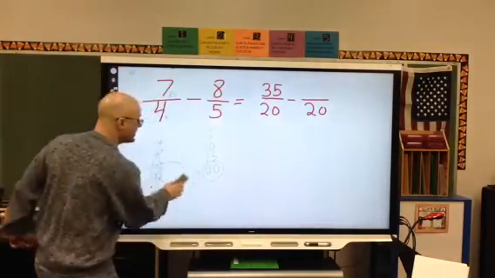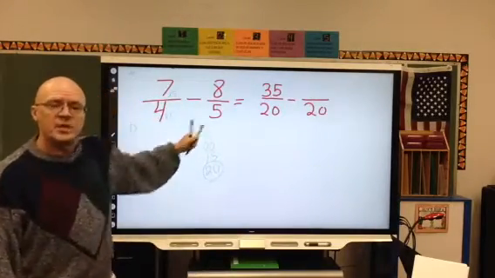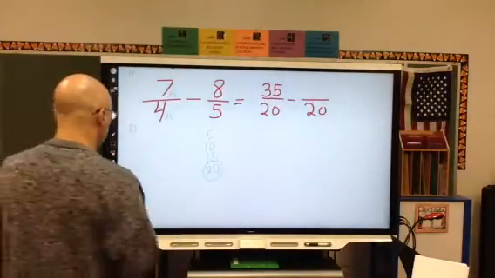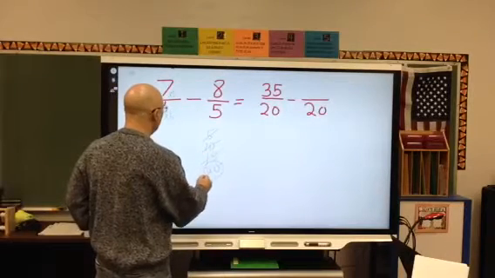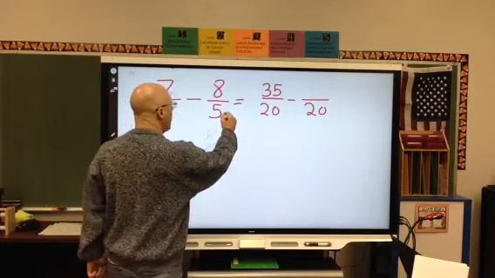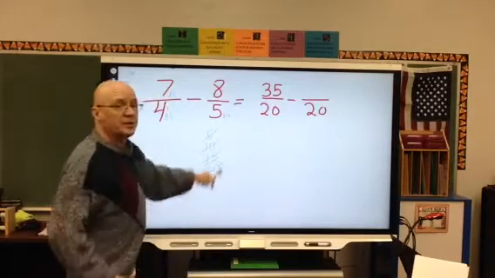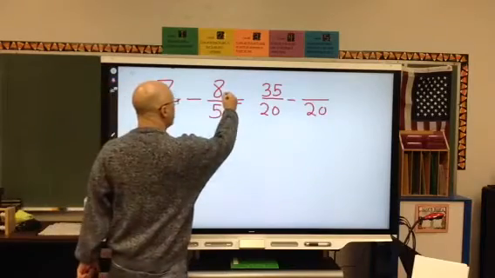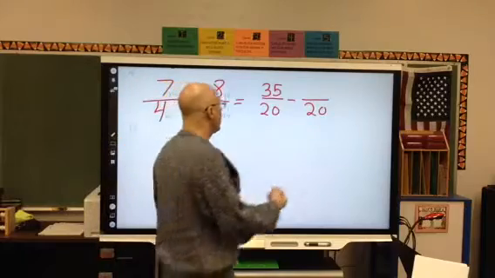Now, we've got to move to this fraction. We've got to ask ourselves, what did I multiply 5 by to get 20? I multiplied it by 4. So I multiplied 5 by 4 to get 20. Now, whatever I do to the denominator, I must also do to the numerator. I'm going to multiply 8 times 4 and get what? 32.